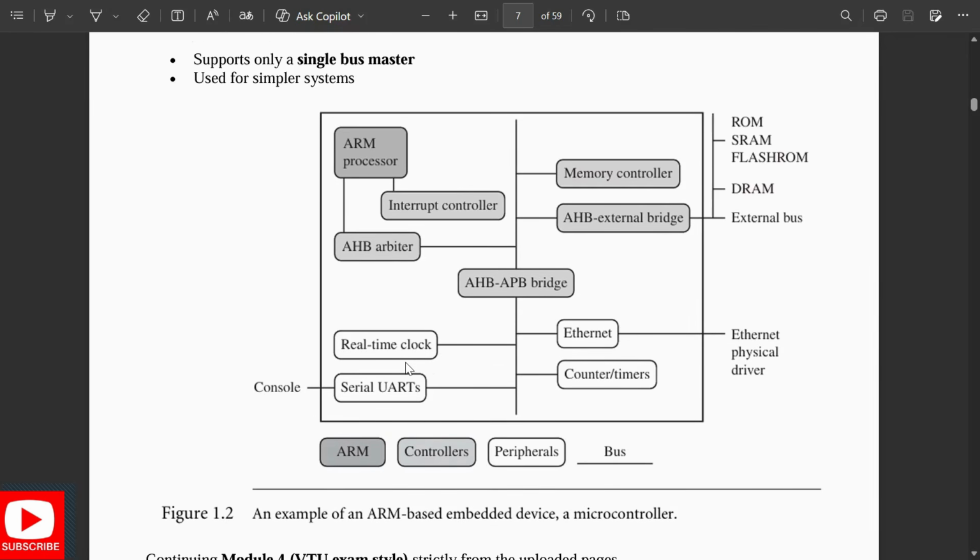An example of an ARM-based embedded device is the microcontroller shown here. It contains an ARM processor with an interrupt controller and AHB arbiter, connected to the AHB-APB bridge. Then we have the memory controller and the AHB external bridge connected to the external bus. Then we have a real-time clock, serial UARTs, Ethernet, and counters or timers.